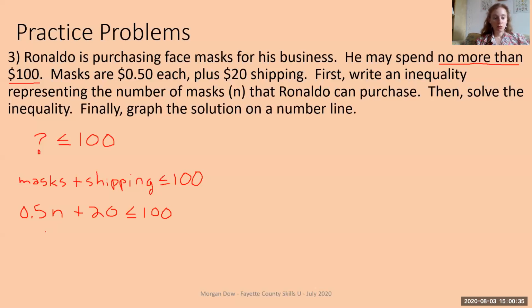Now, if you wrote an inequality for this on your own, yours may have looked a little different. Again, with addition, the order doesn't matter. So you could have had 20 plus 50 cents times N. You could have flipped that around. You could have written it with dollar signs in there. I just didn't include the dollar signs, but you could have included them. You could have also flipped around the whole inequality. So you could have had 100 is greater than or equal to all of this stuff.